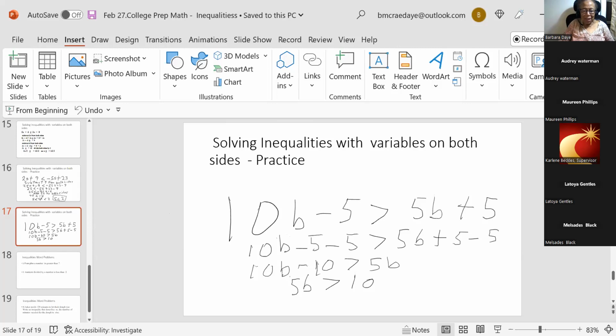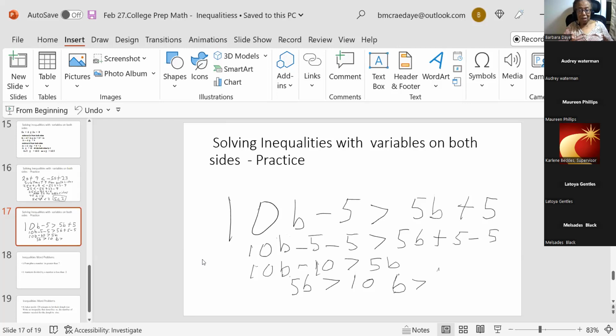So, Mercedes, what would be the answer? B would be what? B, you'd have to flip the sign. 5b would be less than 10. No. 5b greater than 10, so b would be what? Divide both sides by 5. What's 10 over 5? So that would be 5.